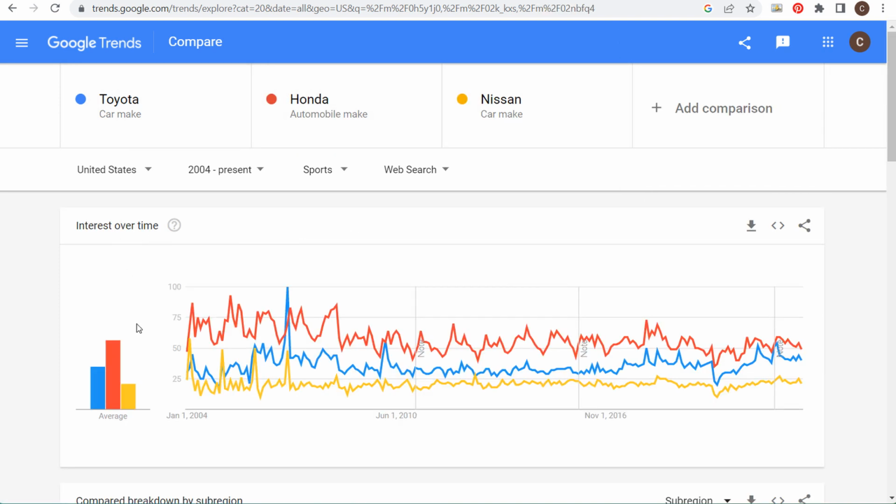So let's look at interest over time. So the average, just looking here, showing most interest in Honda. You can see over time, Honda has dropped over time, while Toyota has stayed pretty similar with some ups and downs.